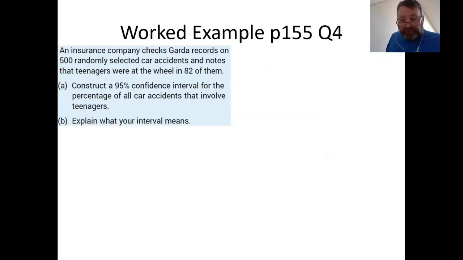Okay, question time, because I think questions sort these things out more than waffle in theory. An insurance company checks Garda records on 500 randomly selected car accidents and notes that teenagers were at the wheel in 82 of them.